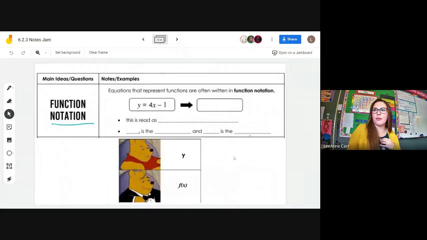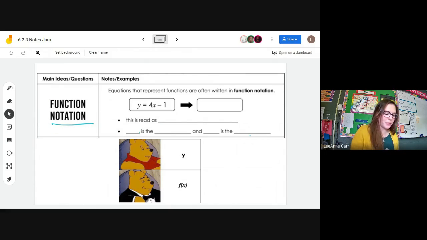Here we go. Let's start off with our content. I'm going to go right to frame 4 here. So frame 4, we are starting with function notation. Notation is not solving anything. Notation is not a new type of problem. Notation is just the way that we write things in math.